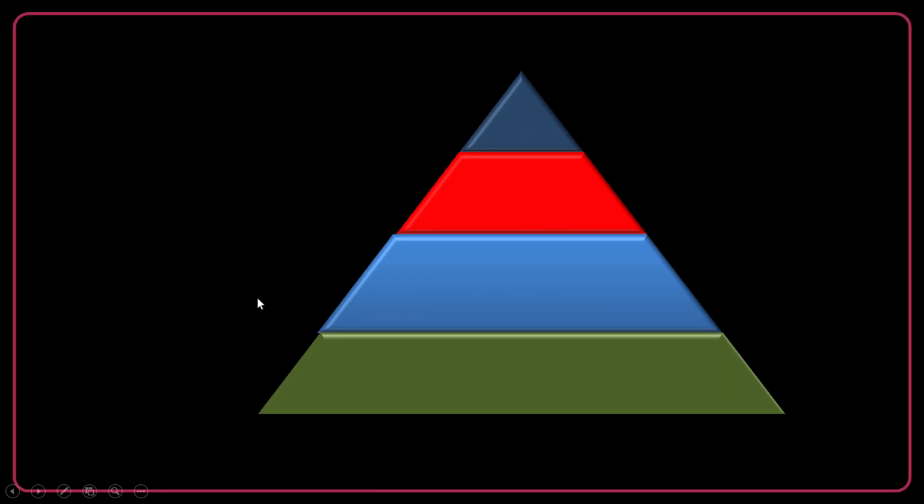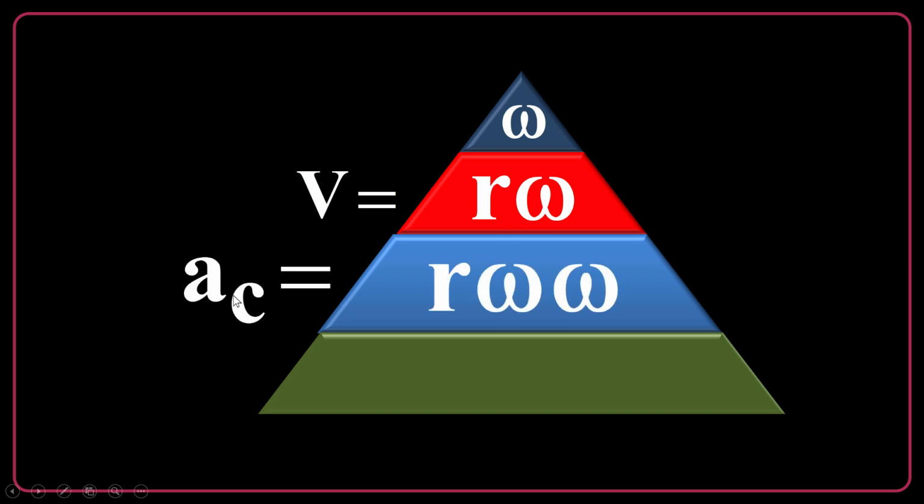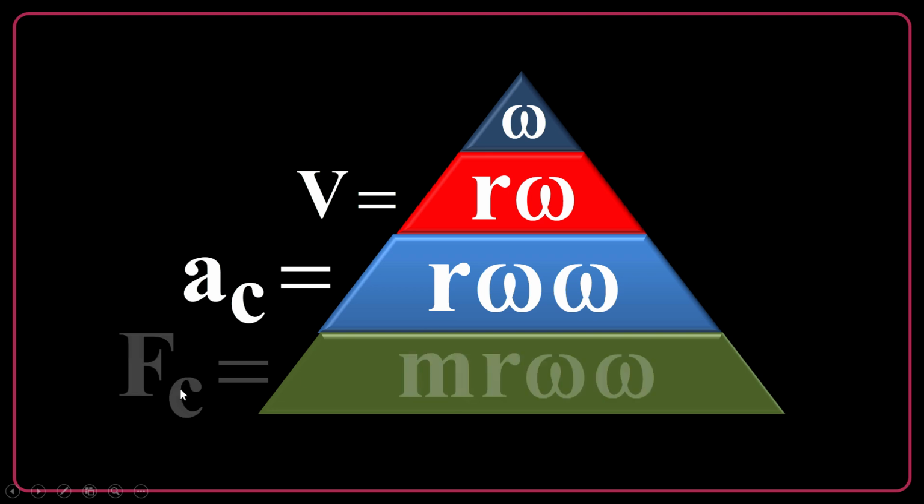Let's make a relationship between some quantities. On top of this pyramid, I have omega, the angular speed, and here the linear speed, r omega. And then centripetal acceleration, r omega squared, or let's write it as r omega omega. And finally, if you multiply it by mass, it will be m r omega omega, the centripetal force.